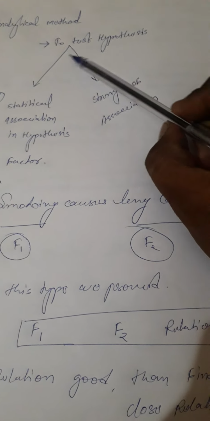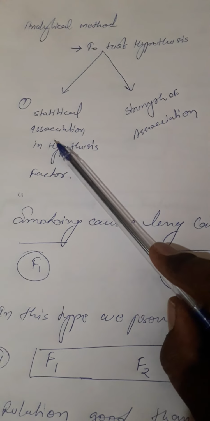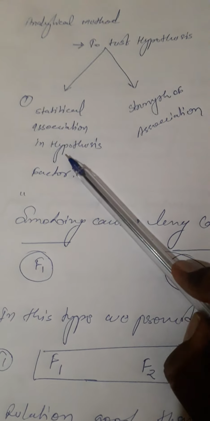Okay, we think about the 2 points. The hypothesis always represents the relation between factor 1 and factor 2. We will discuss later what factor 1 and factor 2 are in this analytical method. When we are testing a hypothesis, we think about 2 points.